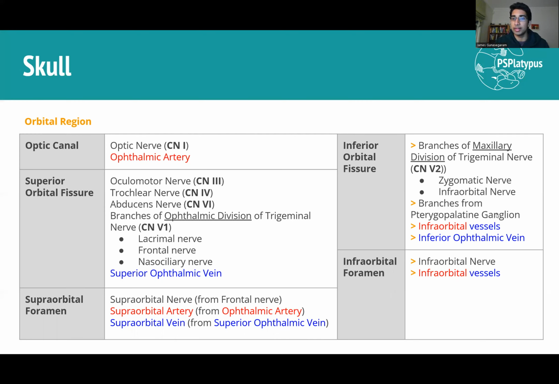I mentioned the pterygopalatine ganglion there. We'll cover that a bit more when we talk about the pterygopalatine fossa, infratemporal fossa, and all of that sort of stuff. But yeah.